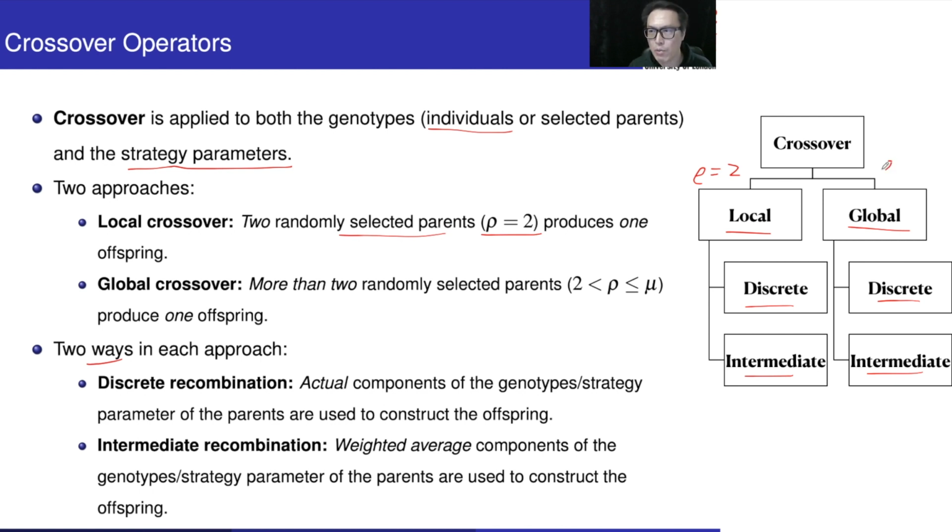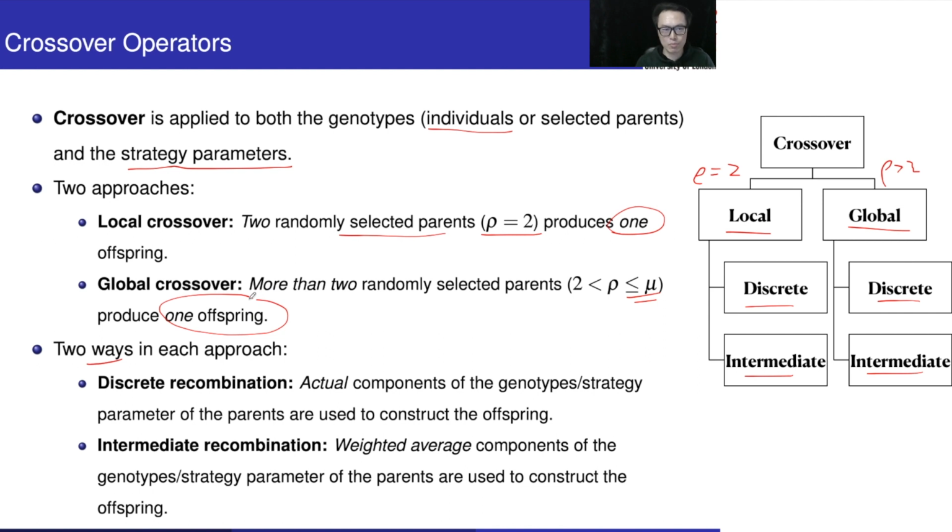In the global, we require that the number of selected parents should be greater than 2. But when we say greater than 2, it should be less than or equal to mu. Otherwise, we will have some repeated parents in the group, which will just be wasting computational power. No matter whether you use the local or the global method, we will produce only one offspring each time.